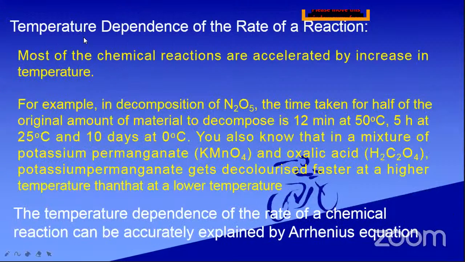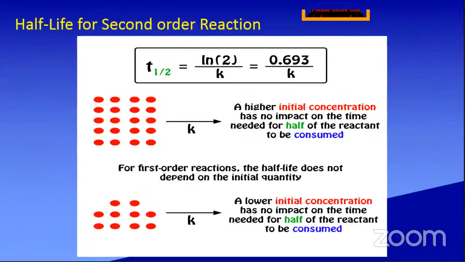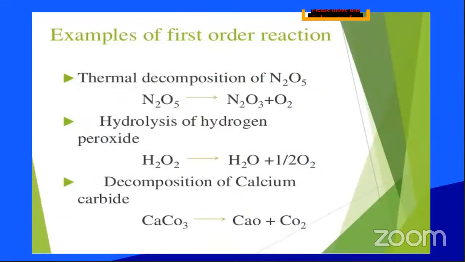Next we will discuss the dependence of rate on temperature. First we discussed the concentration dependence, and now temperature dependence. Is there any effect of the temperature on the rate of reaction or not? We will see in this slide. For example, the decomposition of nitrogen pentoxide, N2O5. This is the N2O5 chemical reaction.